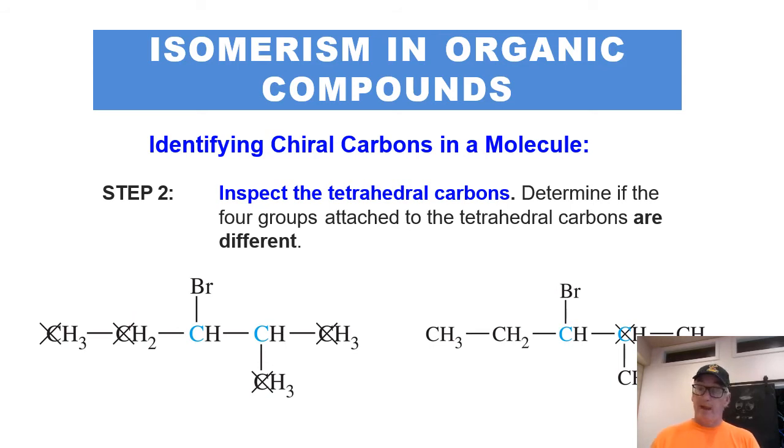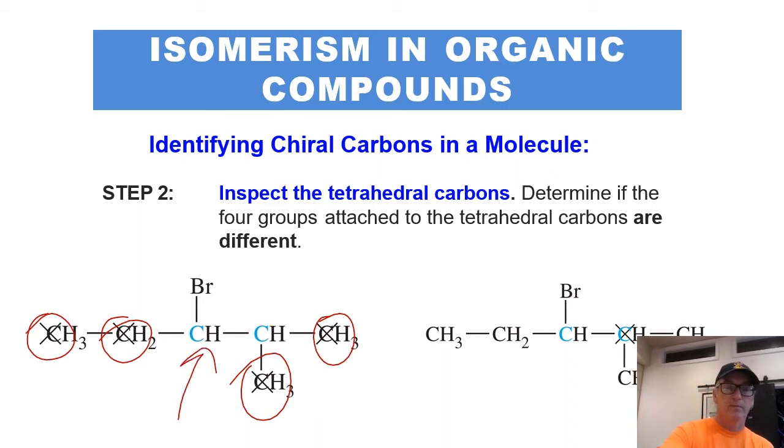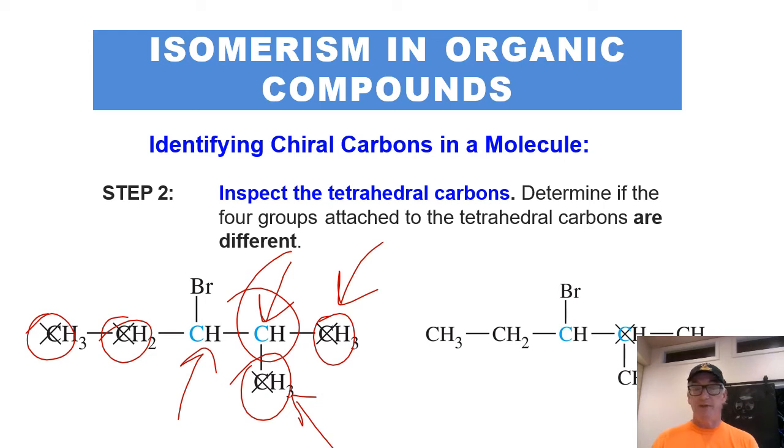Look at each one and see if the 4 groups attached to that carbon are the same or different. Well, this one has 3 hydrogens attached to it, so that can't be it. This one has 2 hydrogens attached to it, that can't be it. That can't be it, and that can't be it. So it's either this one or this one. We look a little closer and we see that this carbon has a methyl group attached and another methyl group attached. So it has 2 of the same things, so that can't be it. Leaving this carbon.